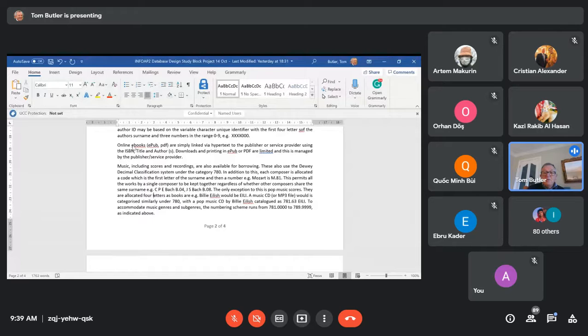A music CD or MP3 file would be categorized similarly under 780, with a pop music CD by Billie Eilish being catalogued as 781.63, and that's the code for popular music. EILI, to accommodate music genres and subgenres. The numbering scheme runs from 781.000 to 789.